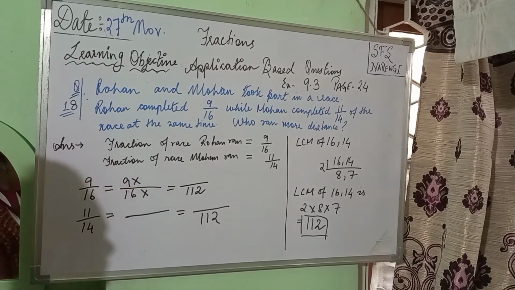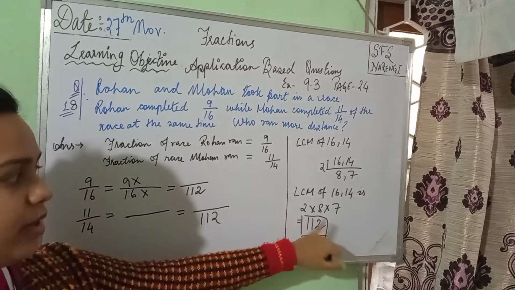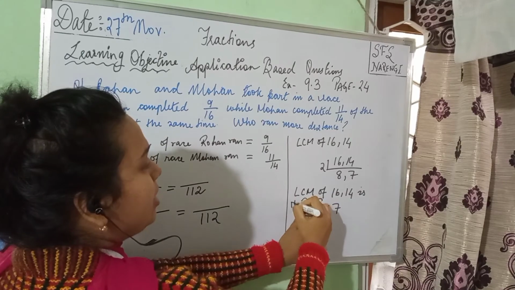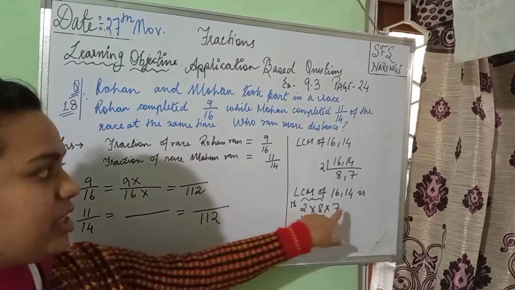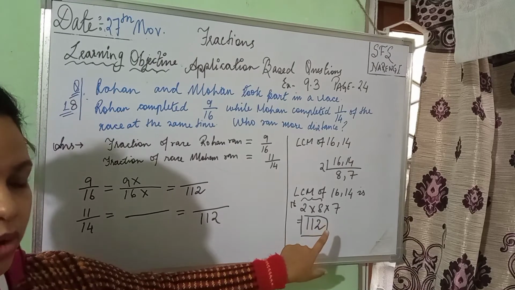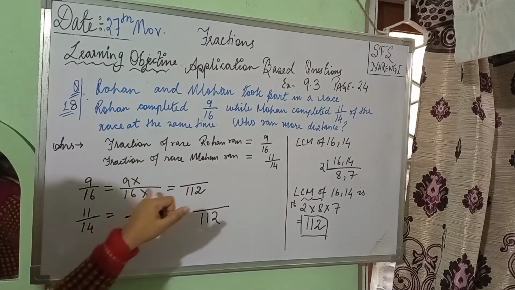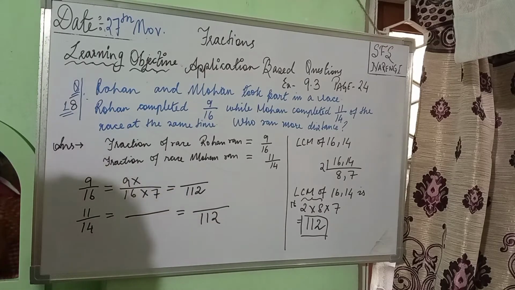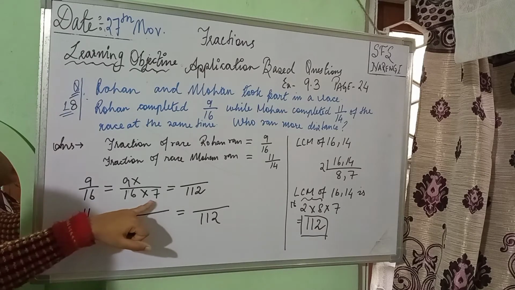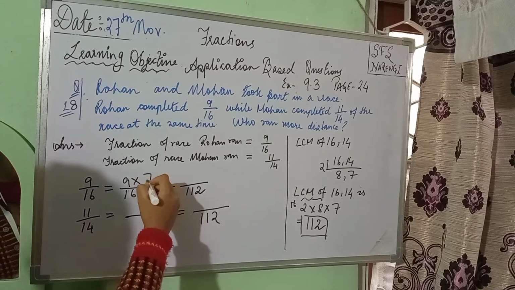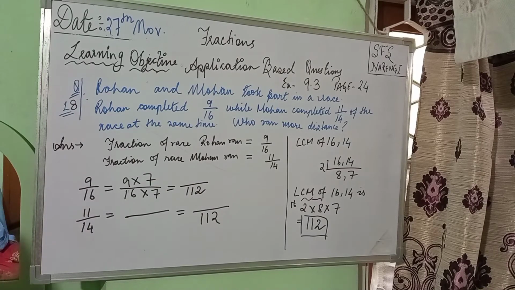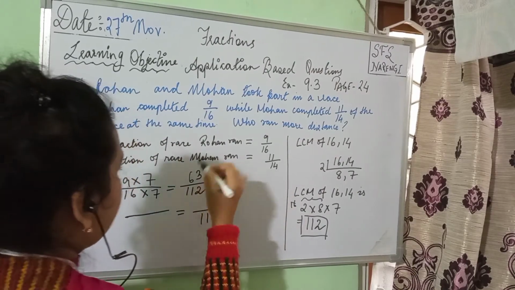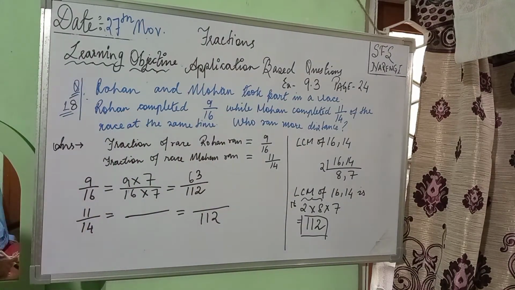Now see, let us get back to our prime factorization. I know that 8 multiplied by 2 is 16, and 16 multiplied by 7 is 112. So I can directly say that 16 multiplied by 7 is 112. Since I am multiplying the denominator by 7, I will also multiply the numerator by 7. So 9 multiplied by 7, how much is it? It is 63.